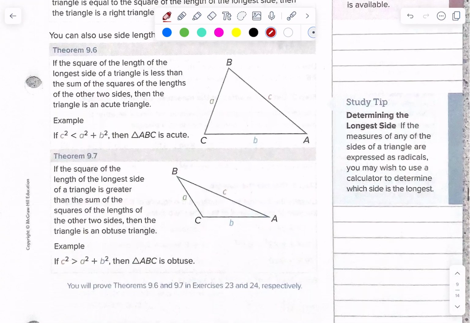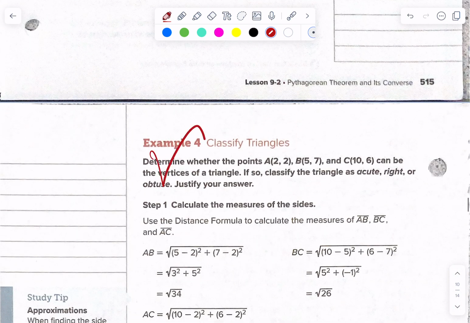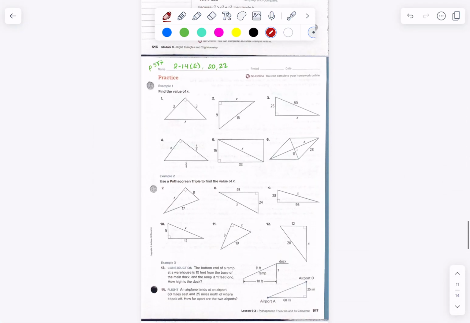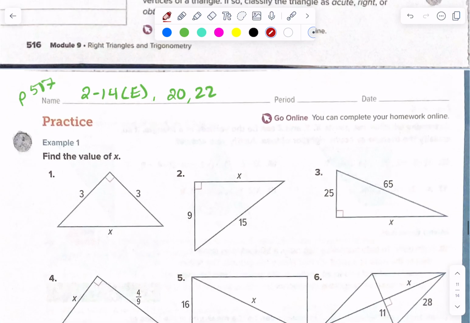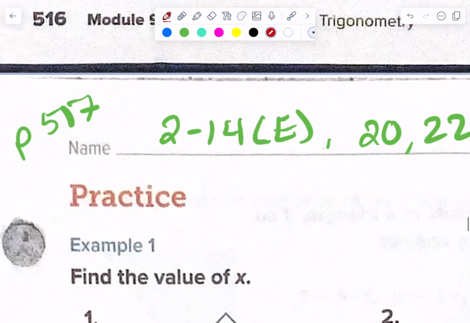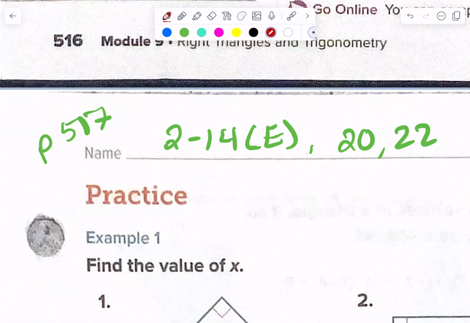Okay, that is all you have. I'm going to skip example 4. Good? There you go. Problems 2 through 14, 20 and 24. Or 20 and 22, I mean. That's the homework. Okay? Good? Questions? All right, that's it.